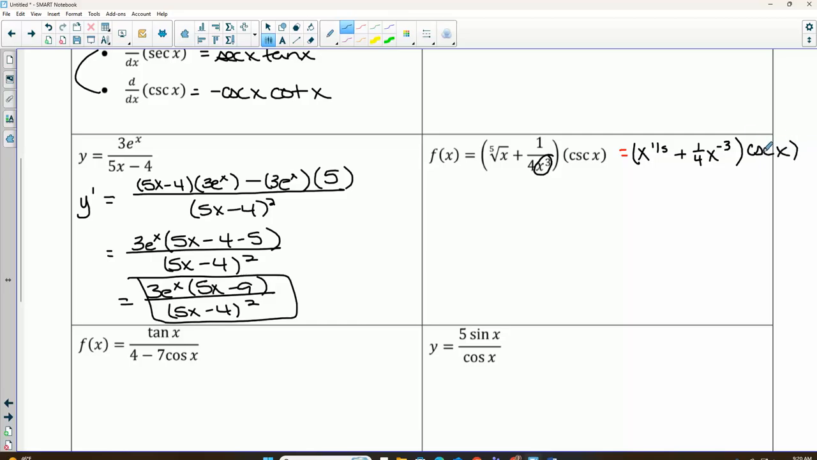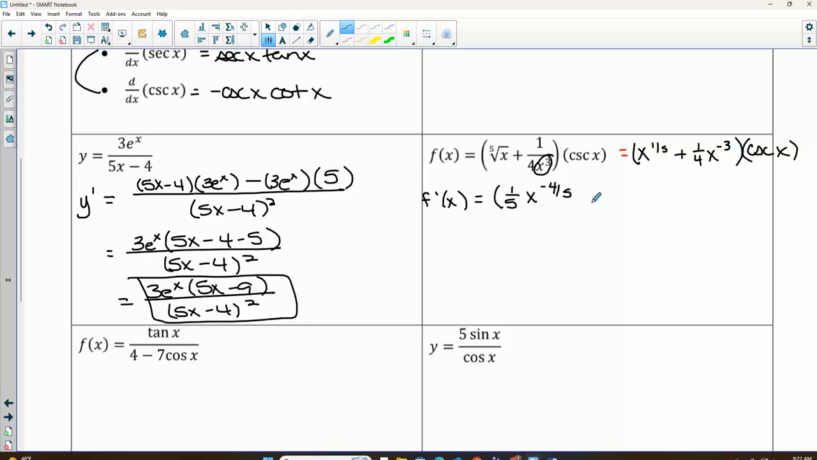times cosecant x. Now I can distribute the cosecant, but is that really going to help me? No, because I'll just have two different terms and I have to do product rule in both of them. So it's just going to make more work. I would just do product rule from here. So derivative of the first, 1/5 x to the 1/5. So the 1/5 comes down, x, if you subtract 1 from the power. So 1 over 5 minus 5 over 5 would be negative 4 over 5.